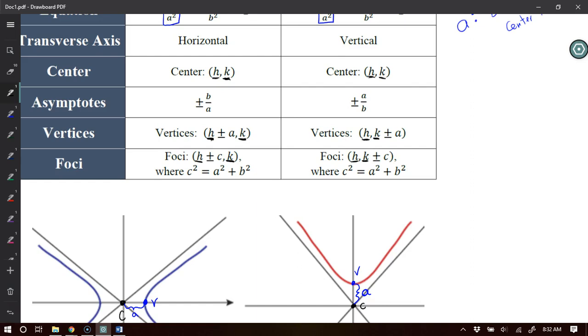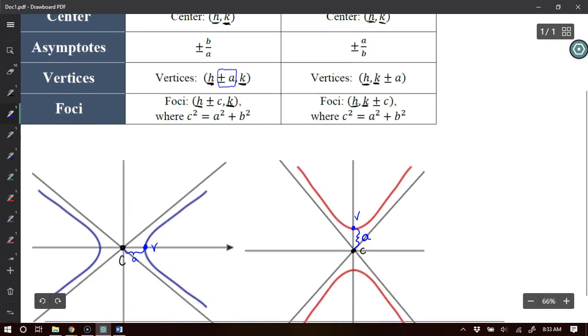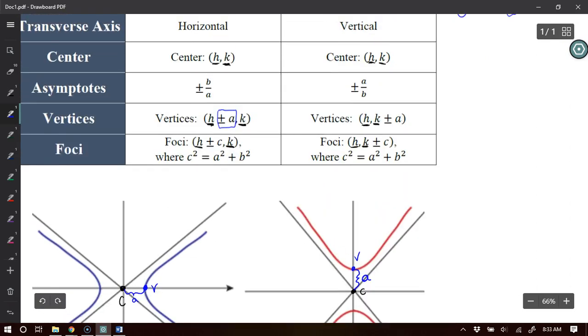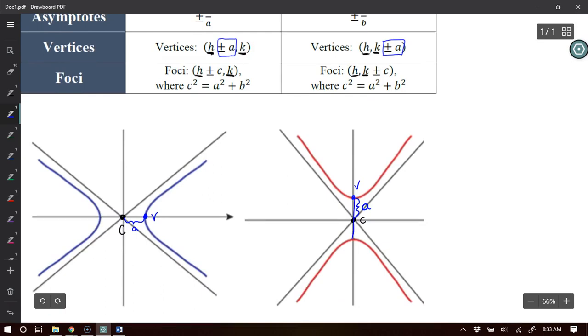Now again, we've already covered it, but A is the distance from the center to the vertex. So notice I'm adding and subtracting A to the h value, which is the x value, which moves me left and right, which creates the horizontal hyperbola. For the vertical, notice how A is being added and subtracted to the k value. So that's just moving me up and down, which creates the vertical hyperbola.